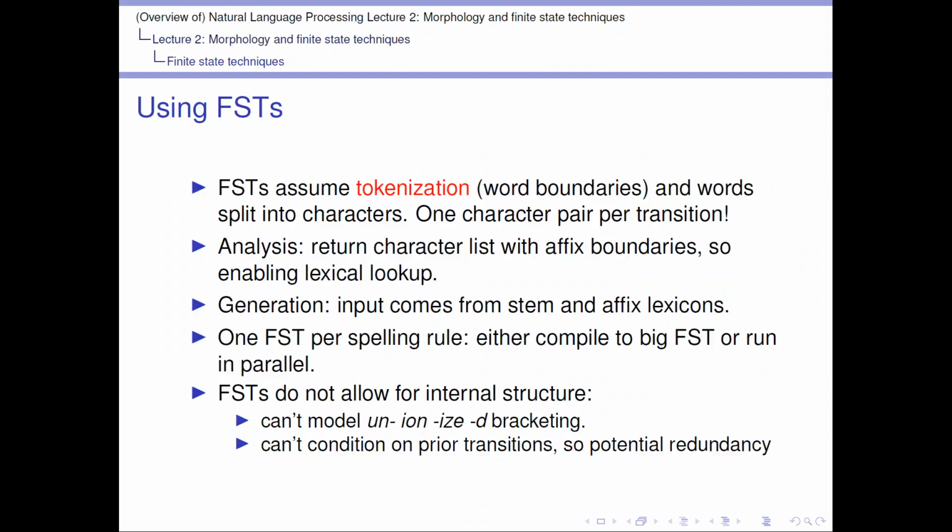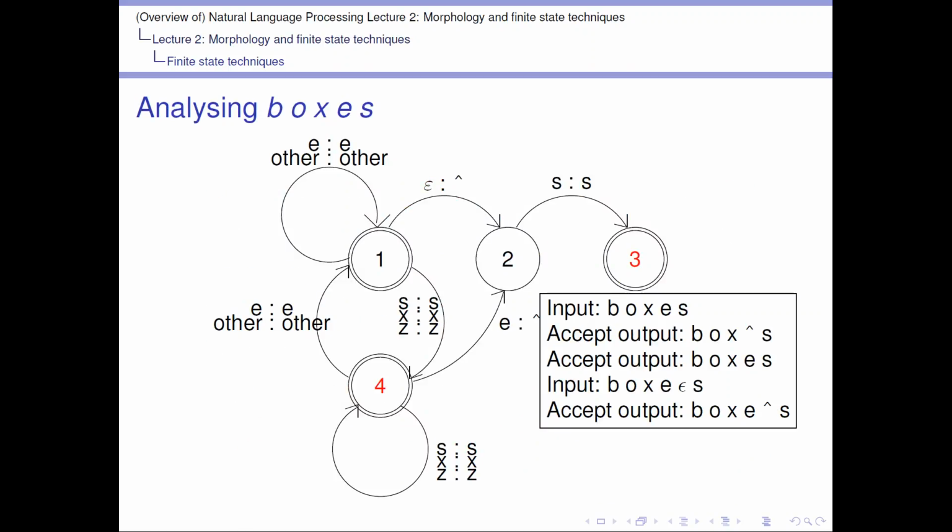Okay, so just some more things about using finite state machines in this way. We assume tokenization at boundaries and that each word is split into characters. So each one of those arcs was dealing with a single character at a time. And as I said, once we get this list, we can look up the things before the affix marker to see whether they're valid stems.